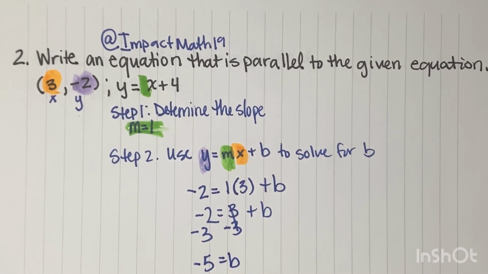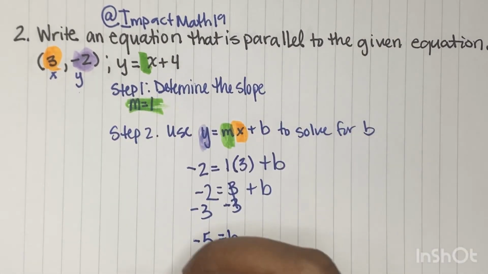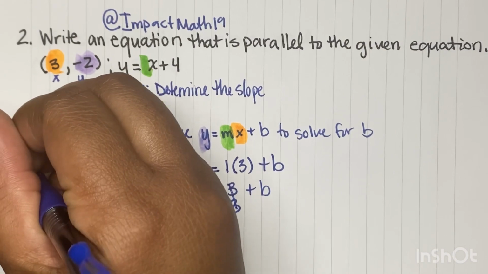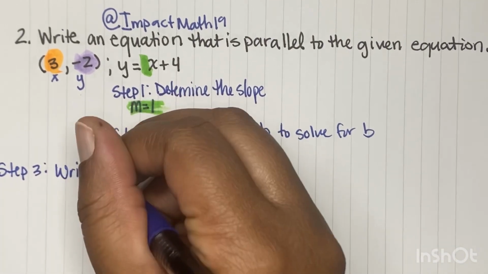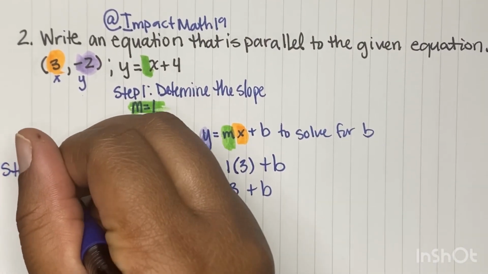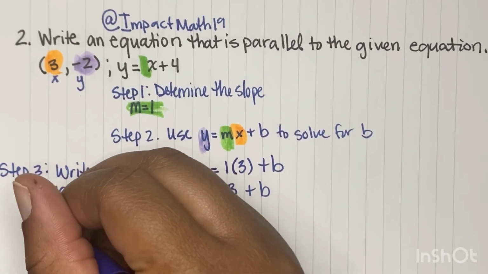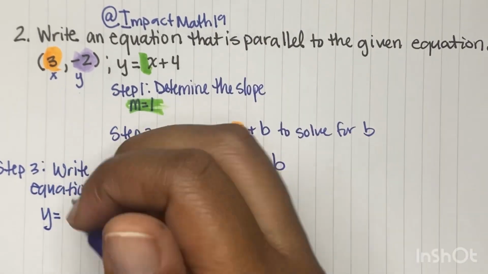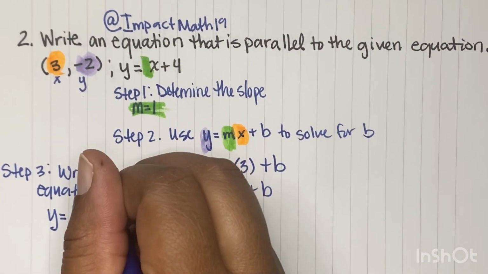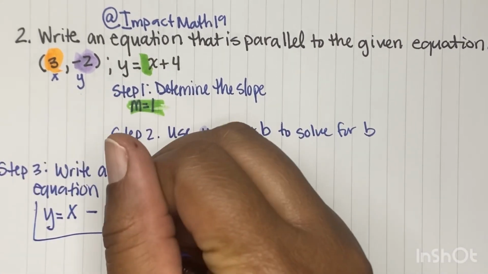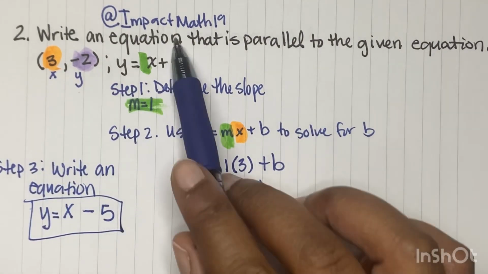Okay. So now that I have my b and my m, my last step is to write an equation. So step 3, we're going to write our new equation that's parallel to this equation. So we're going to write y equals, our slope is 1, so we're going to put x, because we always know there's a 1 there, minus 5, which is our b. And that is how you write a parallel equation to a given equation.